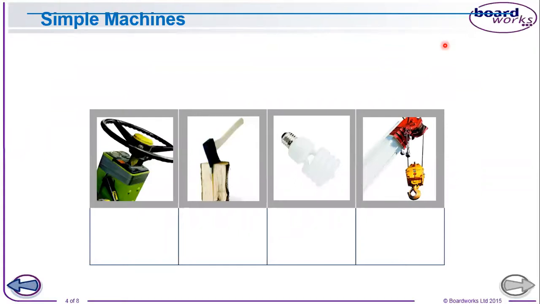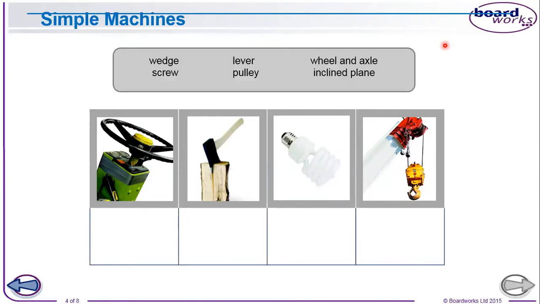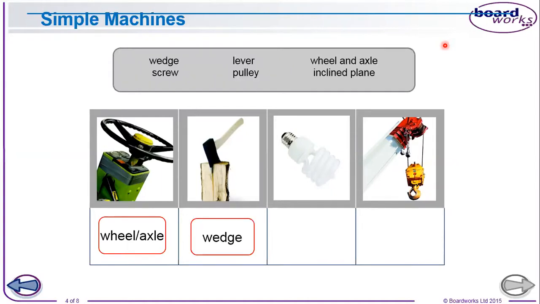Look at this picture here. We have different machines here. These machines, we call simple machines. We have six kinds of simple machines: wedge, screw, lever, pulley, wheel and axle, and inclined plane. Now, this is wheel and axle. Now I will explain it. Here, wedge, screw, and this one, pulley.